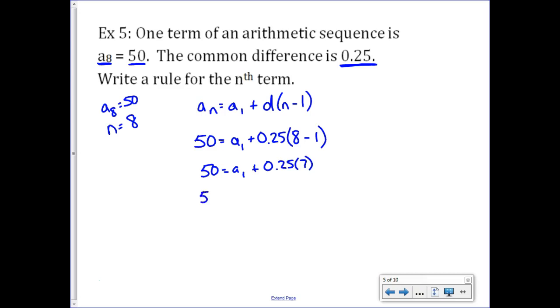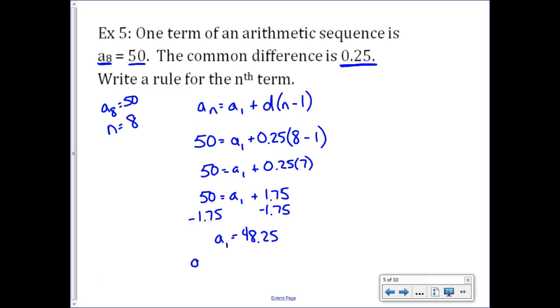So I get 50 equals A sub 1 plus 1.75. Minus 1.75 on both sides. So A sub 1 is equal to 48.25.